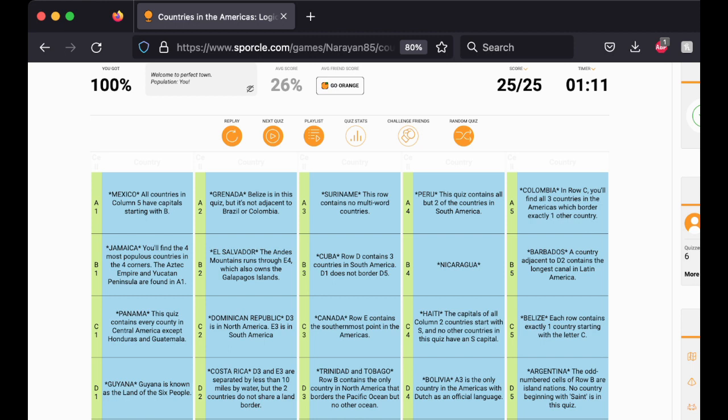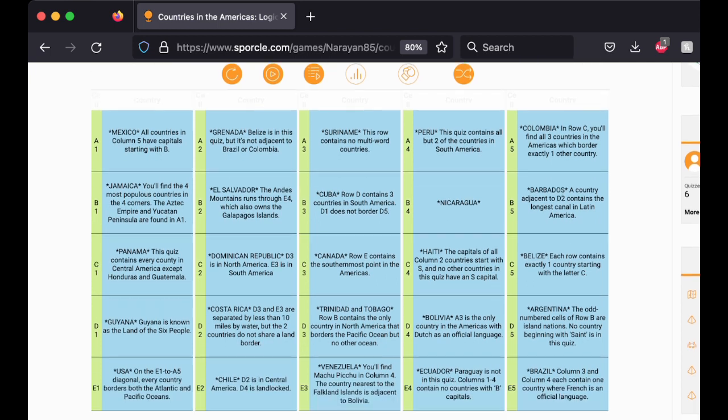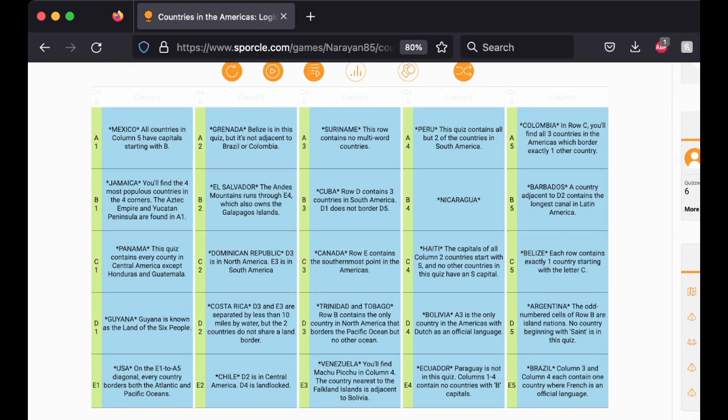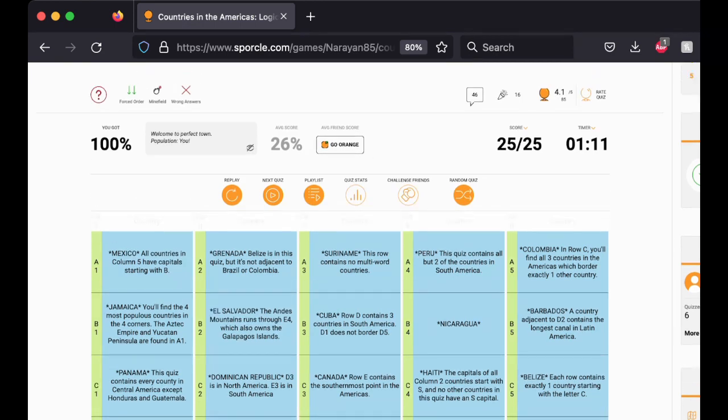Okay. So we got 100% there. So I'd say there was a lucky guess between Guyana and Peru. So, all right, and on to the next.